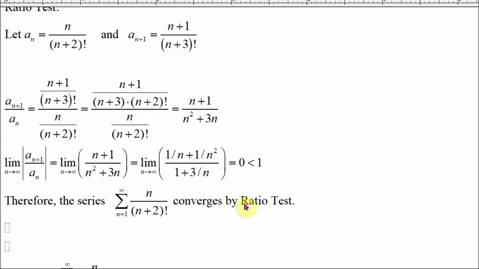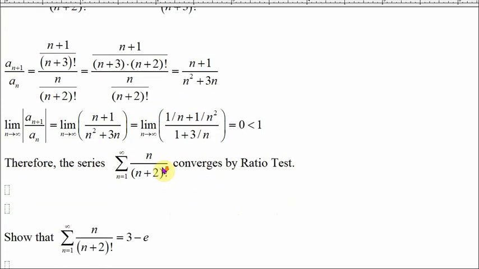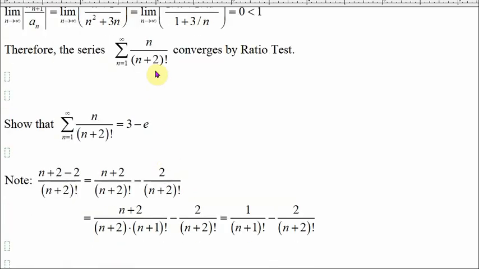And therefore, by the ratio test, the series with the expression n over (n plus 2) factorial converges. And now let's show that this infinite series converges to 3 minus e.